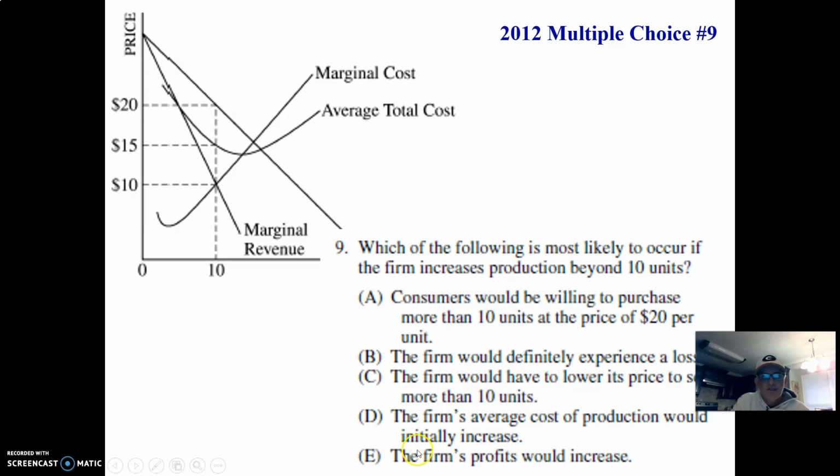Here's another one. Which of the following is most likely to occur if the firm increases production beyond 10 units? If it goes beyond 10 units, I challenge you to stop the video and take a look. I'll give you a hint. If we were to sell more than 10 units, we must lower the price. So the firm will have to lower its price to sell more than 10 units. All right, and that's just the law of demand.